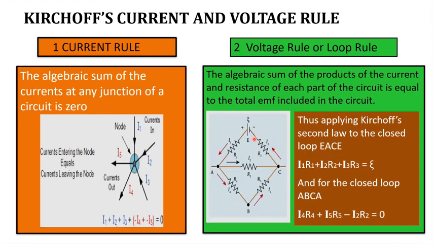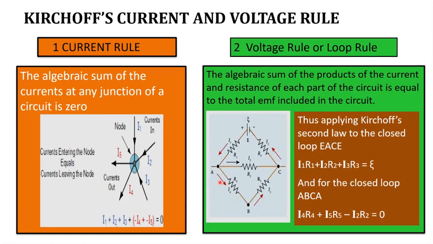So, applying the voltage rule, we can write I1 into R1 plus I2 into R2 plus I3 into R3. Here we must take the direction of flow of current: I1 is flowing this way, I2 is flowing this way, and I3 is flowing from here. So these currents are going in the same direction, and so they are taken to be positive. For further details, see the Kirchhoff's rule video I am giving in the description.